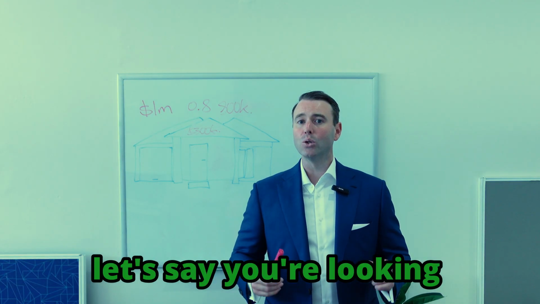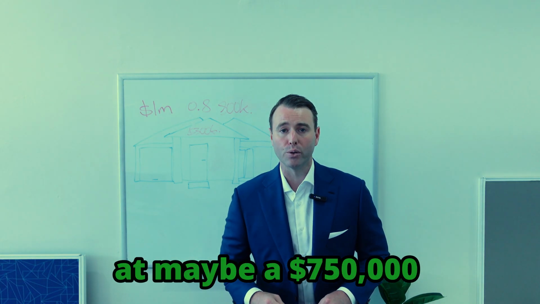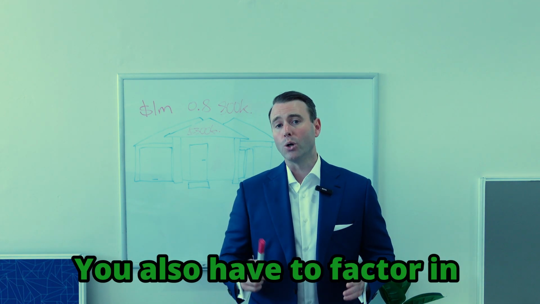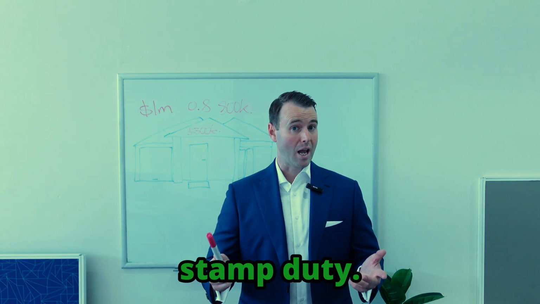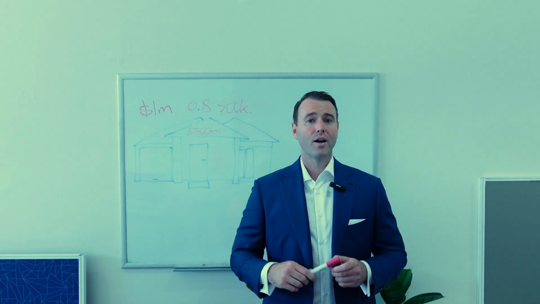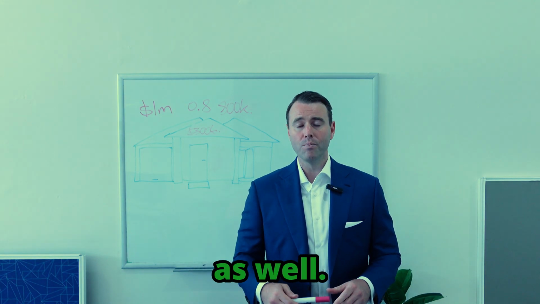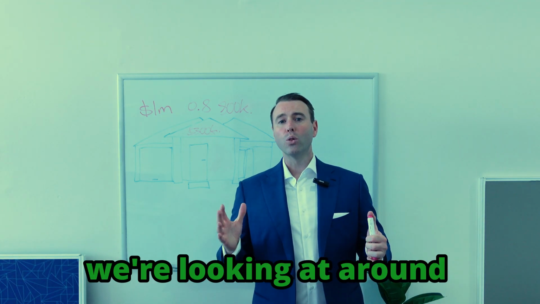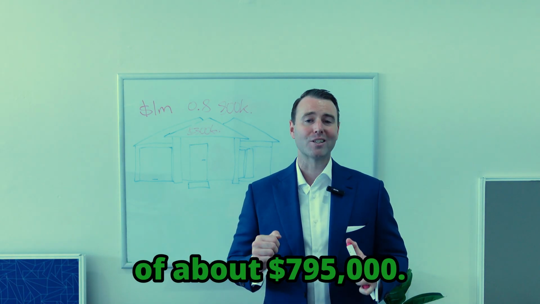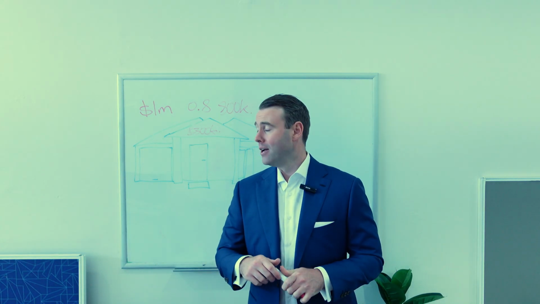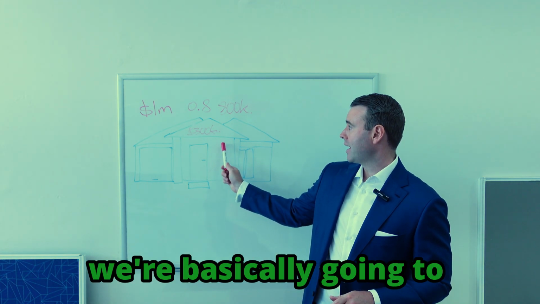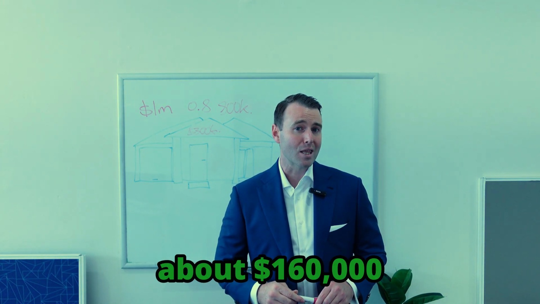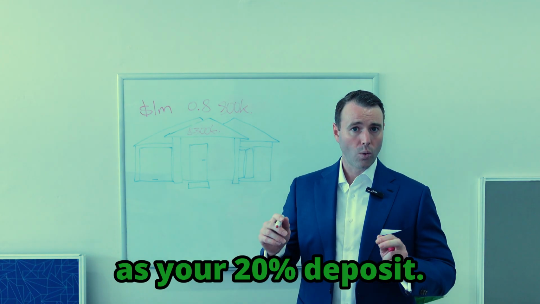Now, let's say you're looking at maybe a $750,000 investment property. It is not as simple as just paying $750K. You also have to factor in other fees like stamp duty. We also have lending and transfer fees as well. So for a $750,000 investment property, we're looking at around about a loan size of about $795,000. Now of that, we're basically going to take out 20% from here. So you're going to take out about $160,000 as your 20% deposit.